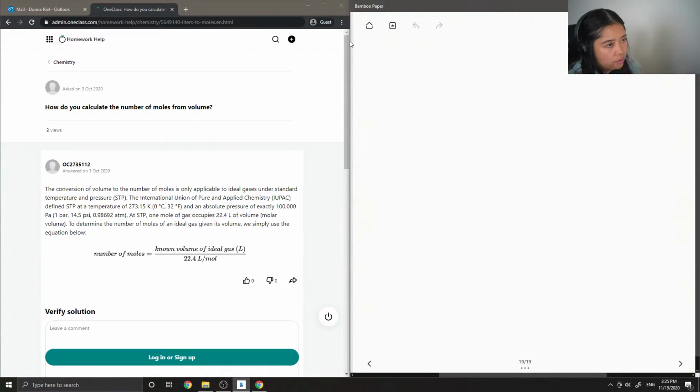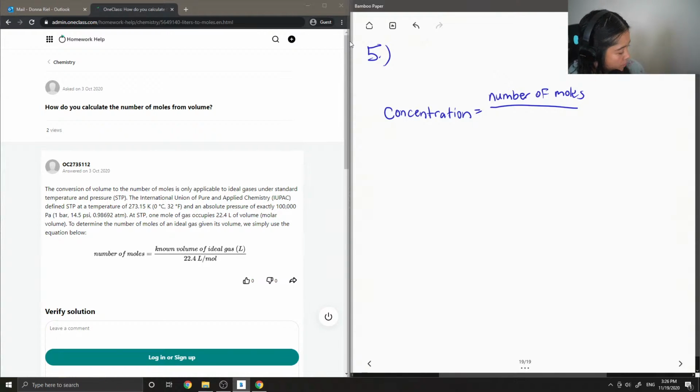Okay, so on to question 5. How do you calculate the number of moles from volume? So first, let's recall the equation. Concentration is equal to number of moles divided by volume.